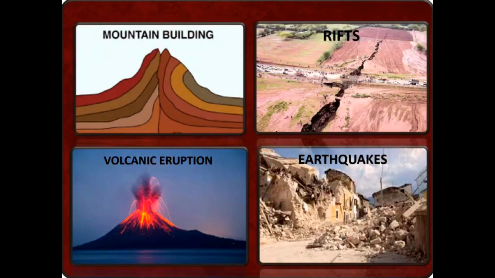So, in this layer, students, the internal energy is released, which is due to the endogenetic movements. Now, what are endogenetic movements? The movements which are occurring in the interior of the earth, and because of this, in this layer, we find mountain buildings, rifts, volcanic eruptions, earthquakes, etc.